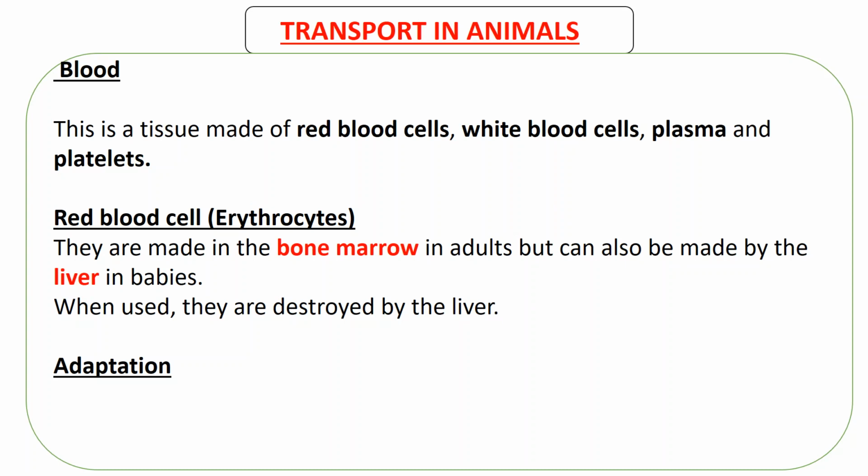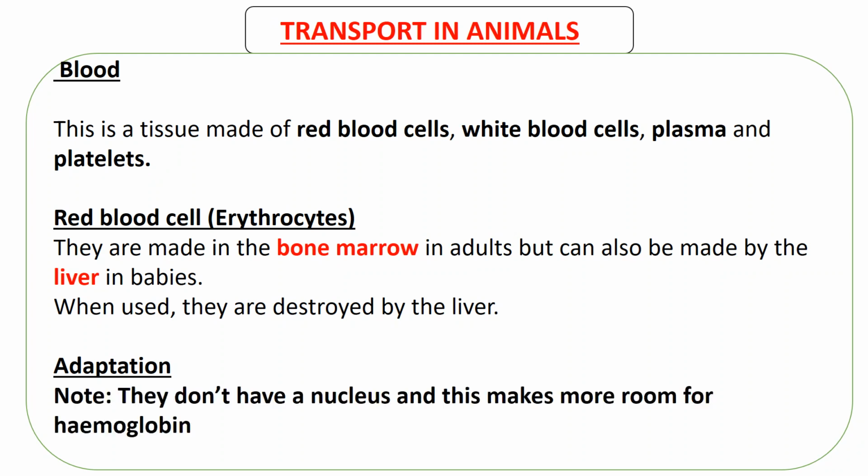So how are red blood cells adapted to do their function? This one we discussed at length. I've given you thousands of questions about them, and I know you know how they are adapted. Okay, you know about the hemoglobin. But there's one thing that I just want to emphasize. So red blood cells don't have a nucleus, and this makes more room for hemoglobin. Okay, most animal cells have a nucleus, but red blood cells don't have a nucleus, so as to have more room for hemoglobin.